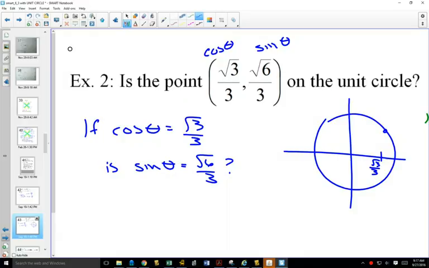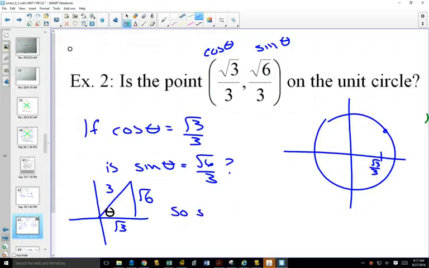This point is definitely in quadrant 1 because both values are positive. So if I drew my triangle in quadrant 1, and I labeled my angle theta, and I said if cos is root 3 over 3, what is that other side going to be? It's going to be root 6. And so the answer to this question, is it on the unit circle? The answer would be yes.